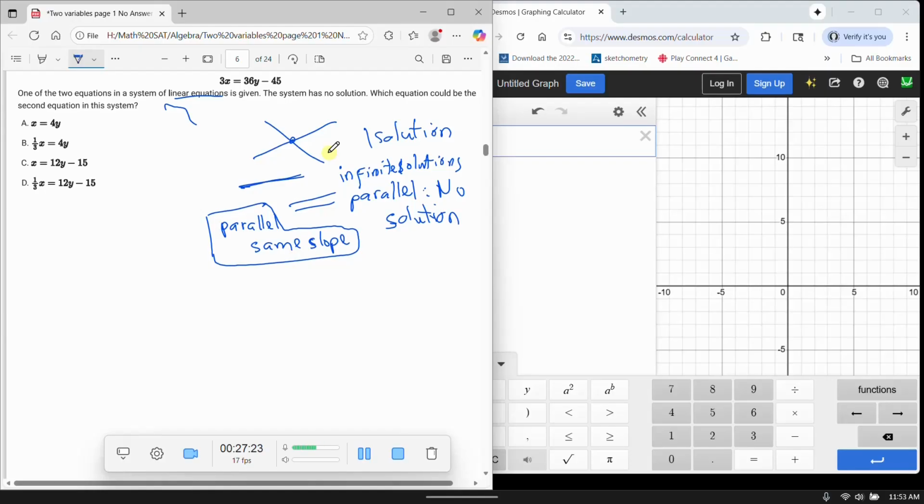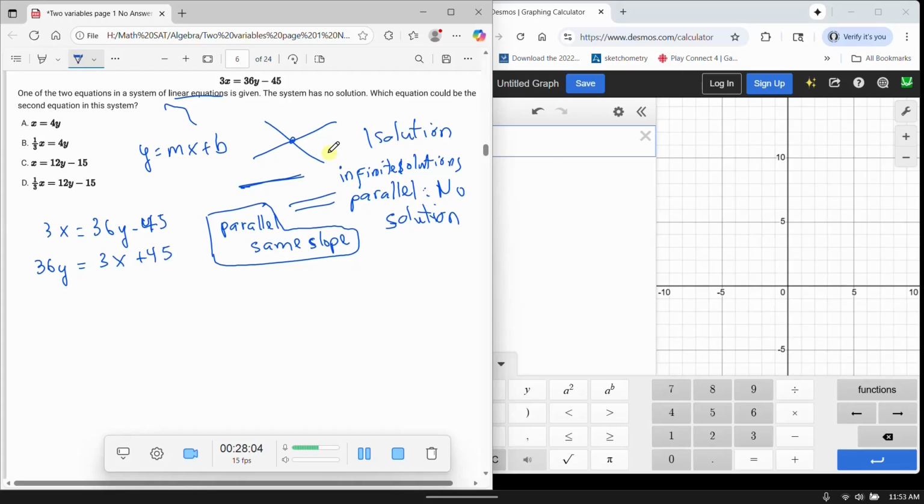So let's figure it out. If you have 3x equals 36y minus 45, we need to get y equal to mx plus b. So this is what we want. Now I'm just going to move the 45 to the left by adding 45, and I'm going to turn the equation around. We're used to seeing y on the left, and of course I want to write it in order.